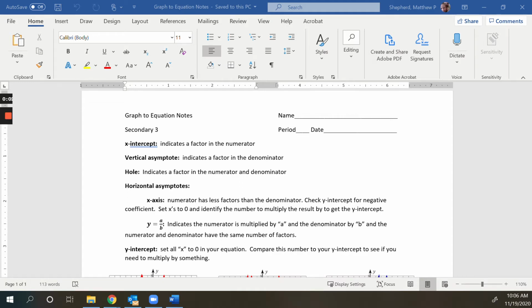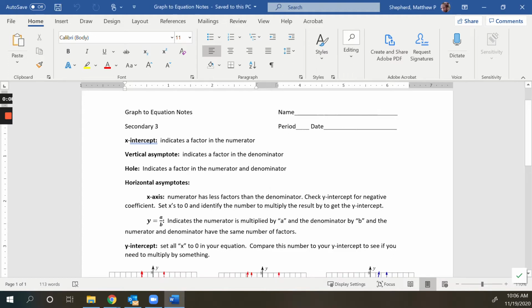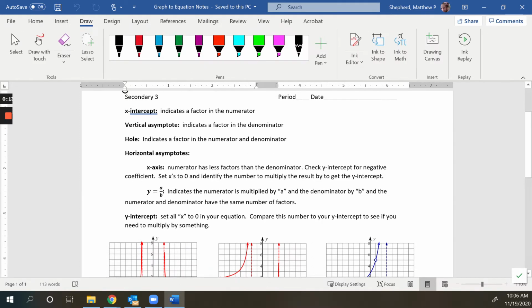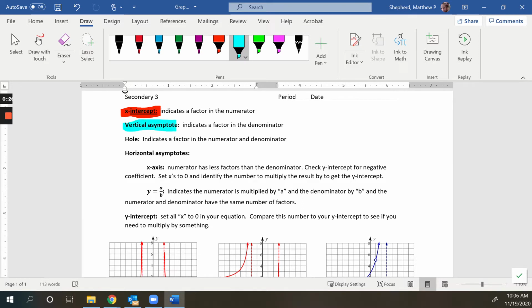All right, so I'm going to show you how to find the equation based off of the graph when we're talking about rational functions. The first thing we will do is to look for the x-intercept. The x-intercept is going to indicate what factors we have in our numerator. After that, we're going to look for the vertical asymptote, or asymptotes. These are going to indicate the factors that are in the denominator.